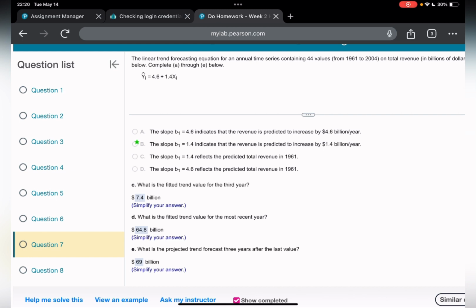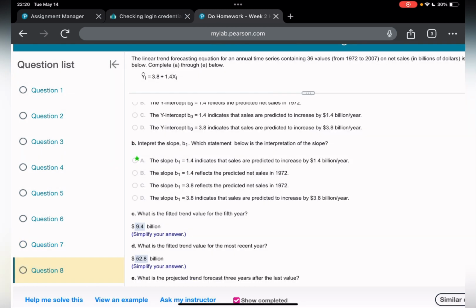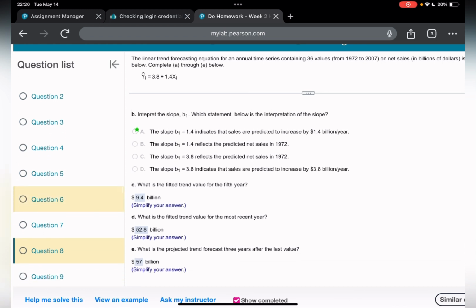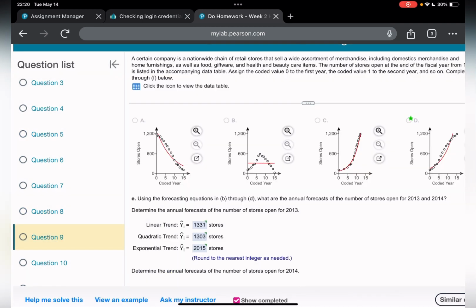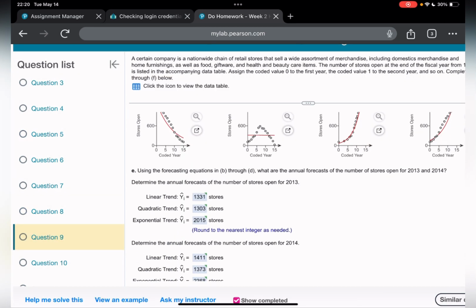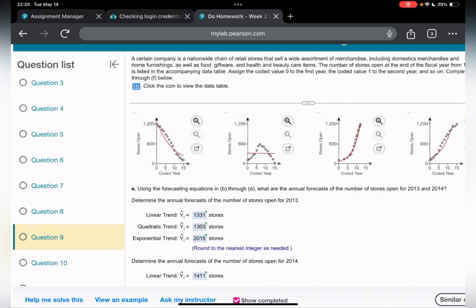So moving to question number 8. Oh, it's the same thing, you can do it. All right, number 9. Well, let's understand here. Linear trend, quadratic trend. Okay, we'll solve this one.